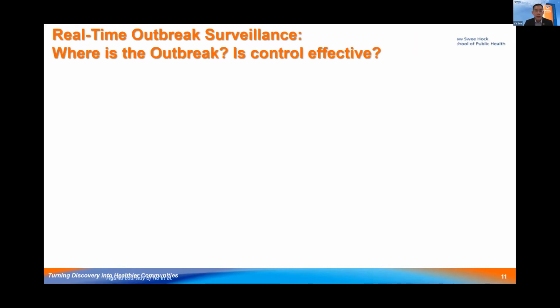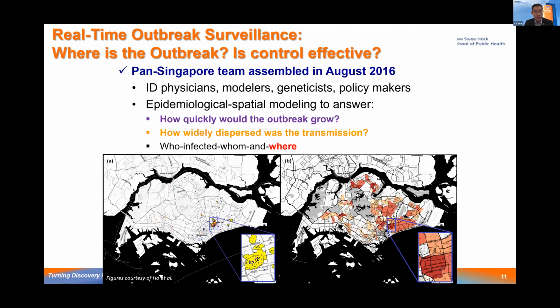I would also talk about another example, which is really around policy evaluation, where you have the ability to perform real-time surveillance of outbreaks, not just COVID-19. I'm going to use Zika that happened in Singapore in August 2016. There were questions around how quickly the outbreak would grow, how widely dispersed the transmission would be, and just like COVID-19, who infected whom, and where, and when. Those are very important questions in outbreak surveillance.